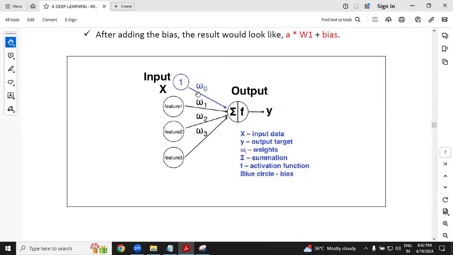By default, feature 1, feature 2, feature 3, with every feature having weights W1, W2, W3, the summation function is happening. Finally we are getting an output: input data, output target, weights, summation, activation function. This blue circle is nothing but the bias. Don't imagine that it is one, it can be a different value. Are you with me? Yeah, good.